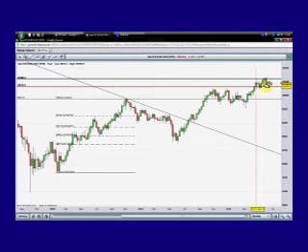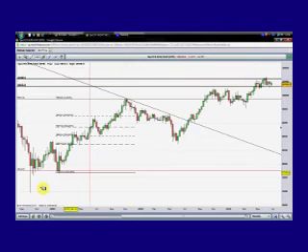Right now the price is consolidating on this weekly chart, as you can see on this line here, because we are in the overbought zone. Anything can change the direction of this slippery currency pair, the Australian dollar, Canadian dollar currency pair.